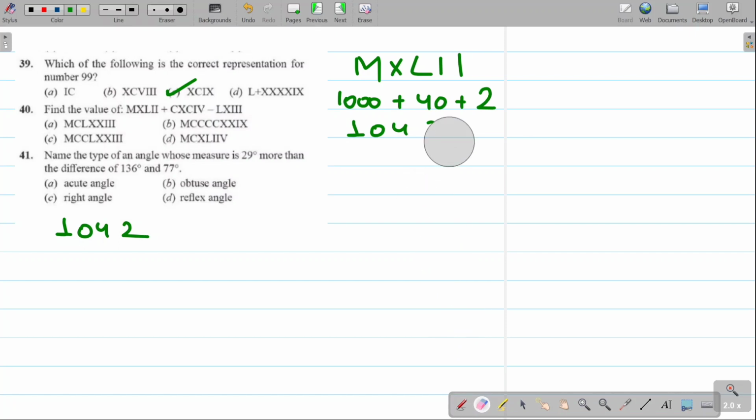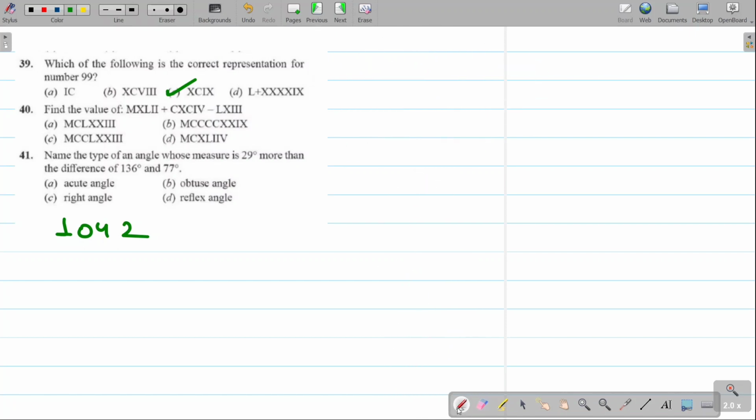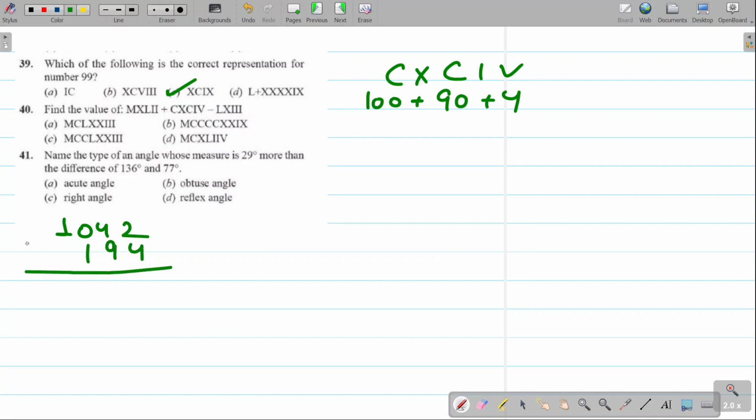Now next one. It is CXCIV. So C is 100, this XC is 90 and this IV is 4, so it is 194. Let us add both of them first. So it is 6, 9 and 4 is 13, and 2 and 1.